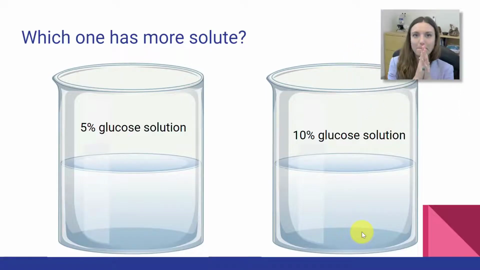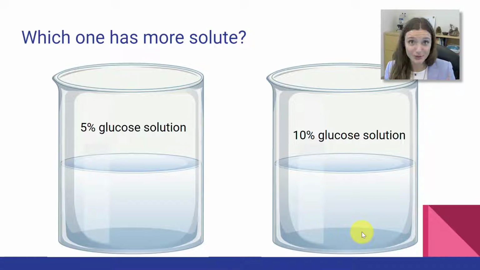Okay, let's review some terminology, right? Solutions are a combination of a solvent and a solute. The solvent, most commonly in living organisms, is water. The solute is whatever gets dissolved in that solvent. Here we have glucose that's been dissolved in water. So the solvent is water, the solute is glucose. Okay, whatever gets dissolved is a solute.